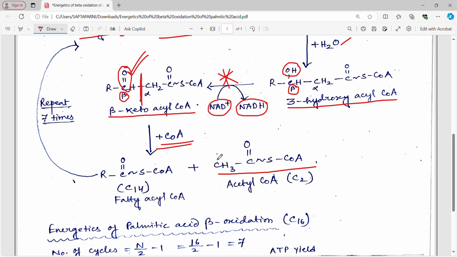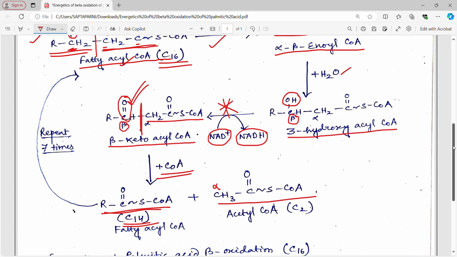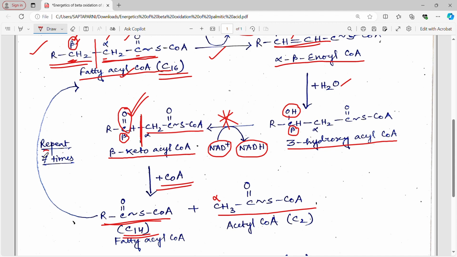This is the alpha carbon. From here one molecule of acetyl CoA is released, and another molecule of fatty acyl CoA is formed which has 2 carbon atoms less. That means it is a C14 fatty acyl CoA. Then this fatty acyl CoA again repeats the same beta oxidation cycle 7 times to liberate a total of 8 molecules of acetyl CoA.